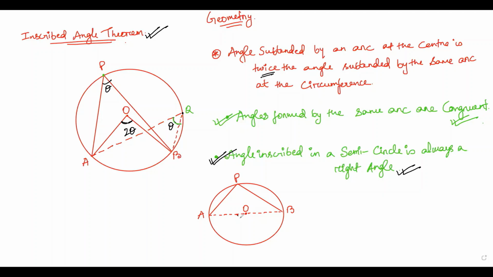We know this is a straight angle, that is 180 degrees. And from the inscribed angle theorem, we know that the angle at the circumference would be half of the angle at the center formed by the same arc. So here AB can be considered as an arc, and if this angle is 180 degrees, this angle would be 90 degrees. So the angle inscribed in a semicircle is always a right angle.